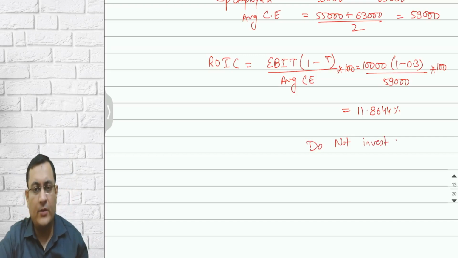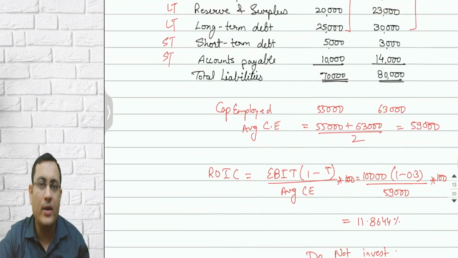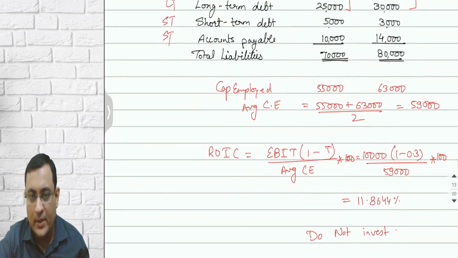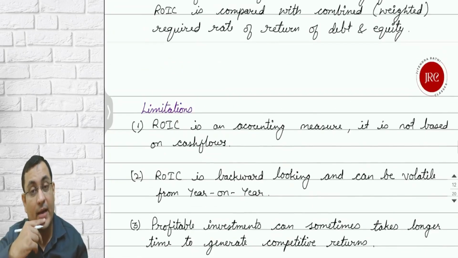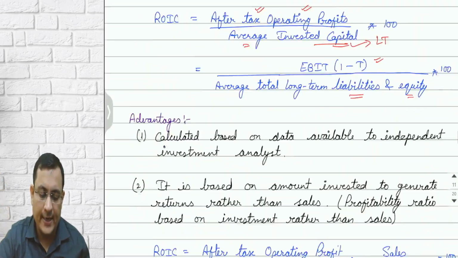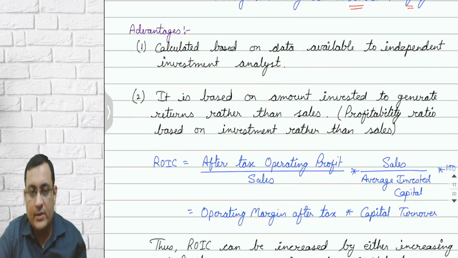Simple calculation of ROIC, it's a ratio which is using accounting data for a year. It may not be a very good method of investment analysis for a long-term project, but it is one of the methods where individual project level data is not available. Advantages: it is calculated based on data available, whatever is available we are using it.